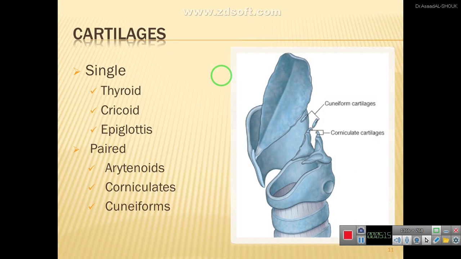Sorry. The skeleton of the larynx consists of cartilages, joints, ligaments, and membranes. There are 3 single cartilages, which are the thyroid cartilage, cricoid cartilage, and epiglottis. This is the thyroid cartilage, and this is the cricoid cartilage, and this is the epiglottis. And also we have 3 pairs of cartilages, which are the arytenoid, this one, and corniculates, this one, and cuneiforms, these 2.